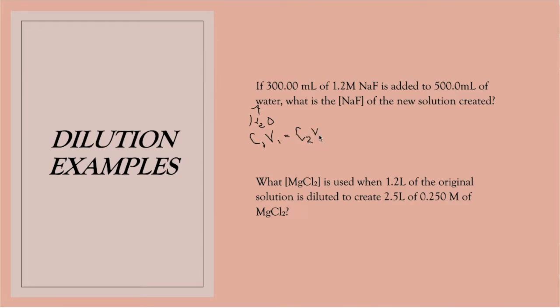C2 V2. And basically what this means is that the concentration before anything was changed times the volume is the same as the second molarity, the second concentration, times the total volume of the substance.